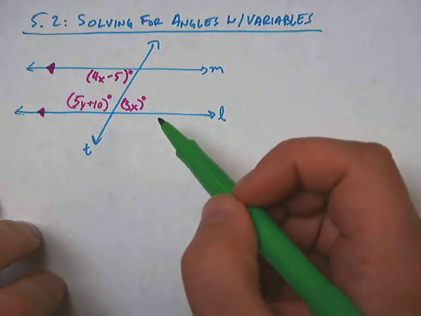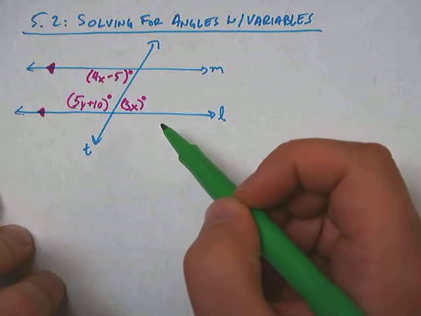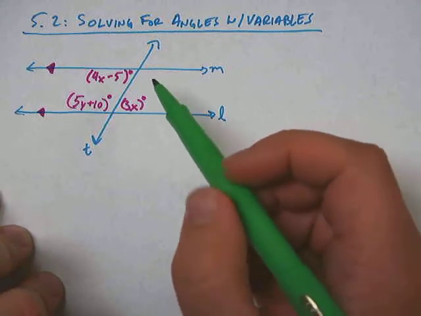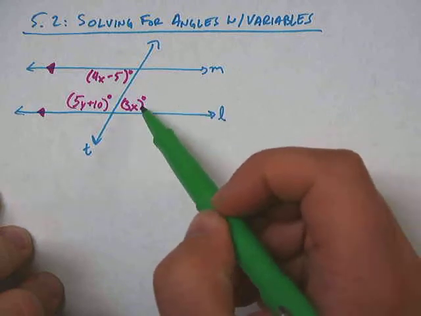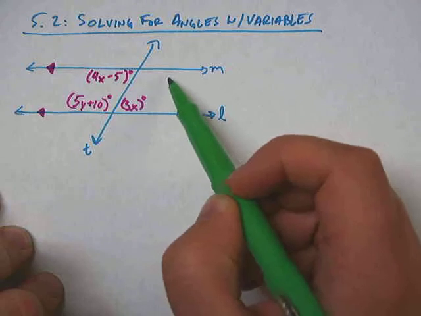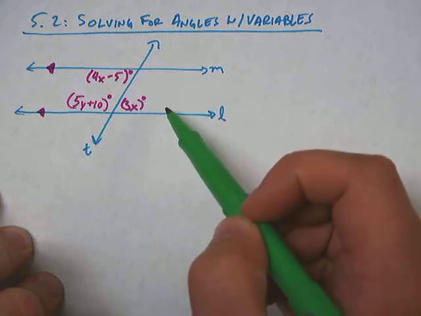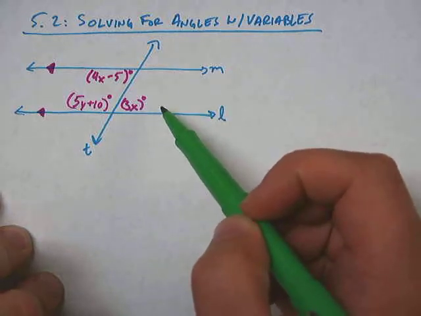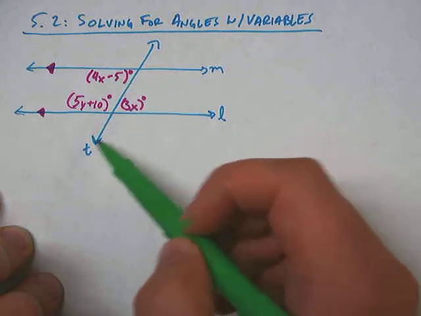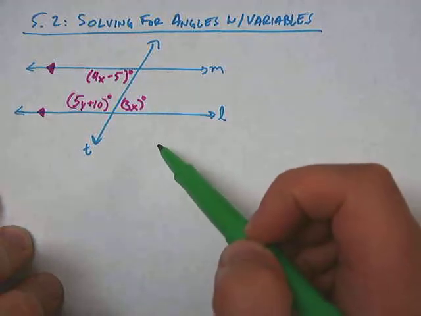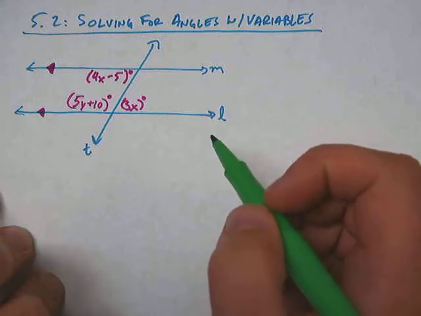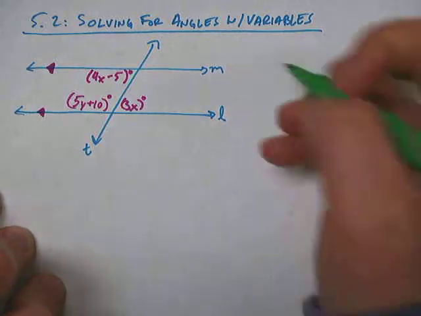This gives us some angle relationships that we can work with in order to solve for x and for y. First, we have to notice that this angle 3x and this angle 4x minus 5 are both interior to the parallel lines M and L, and they're also both on opposite sides of transversal T. So this means that they're alternate interior angles. That means they're equal, and we can set them equal to each other.